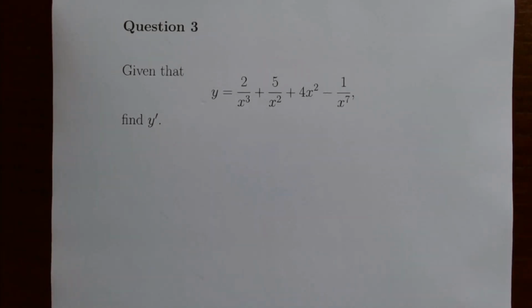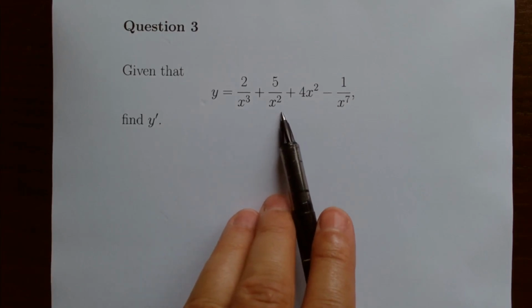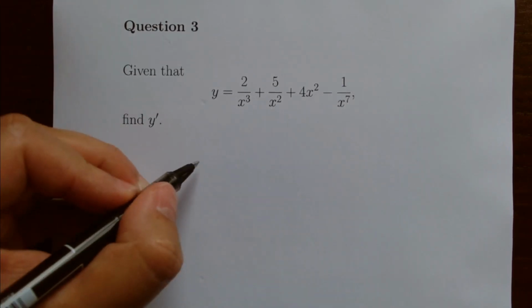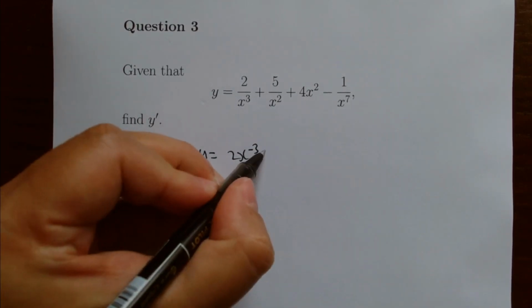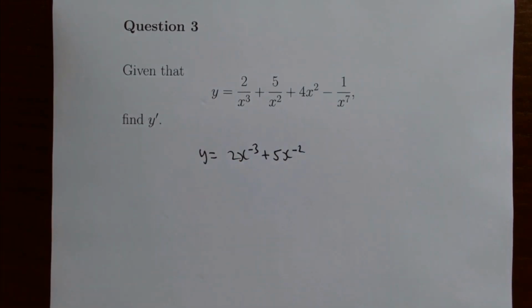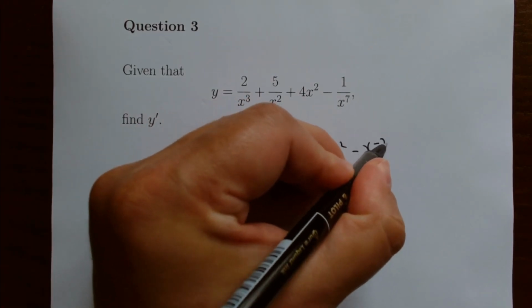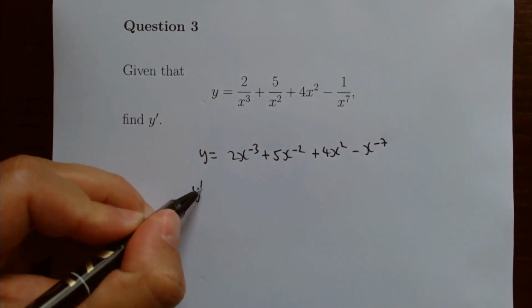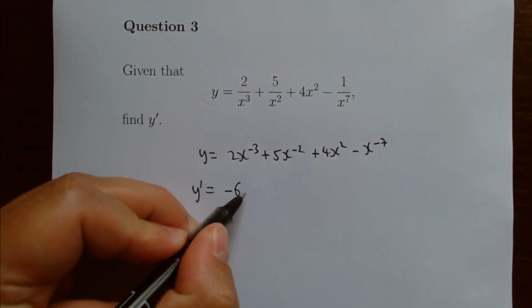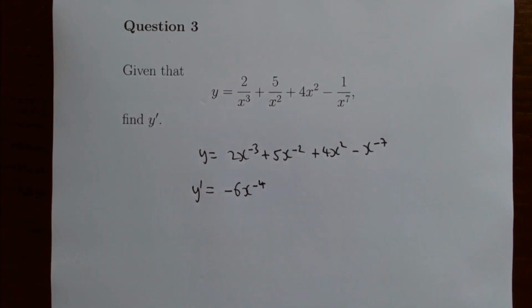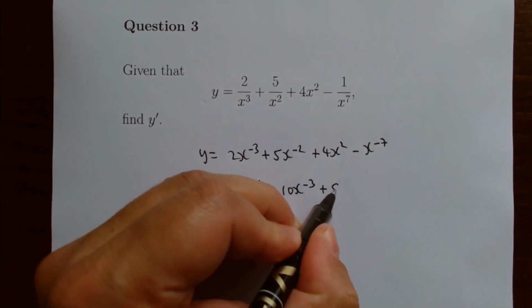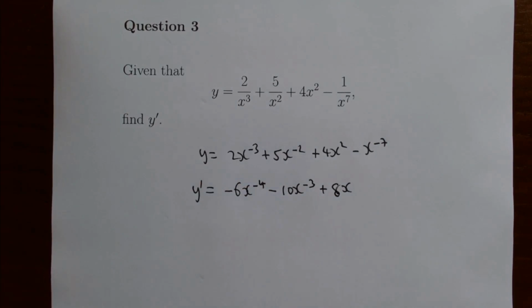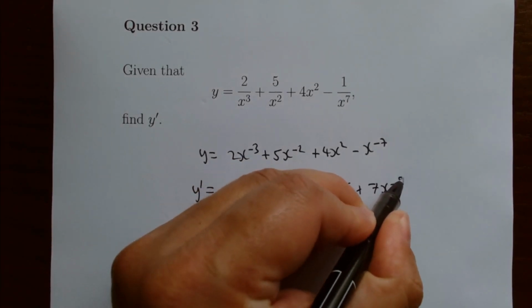Okay, so for question number 3, we need to first put it in negative indice notation. So y equals 2x to the minus 3 plus 5x to the minus 2 plus 4x squared minus x to the minus 7. And now we can differentiate. So y dash equals minus 6x to the minus 4 minus 10x to the minus 3 plus 8x plus 7x to the minus 8.